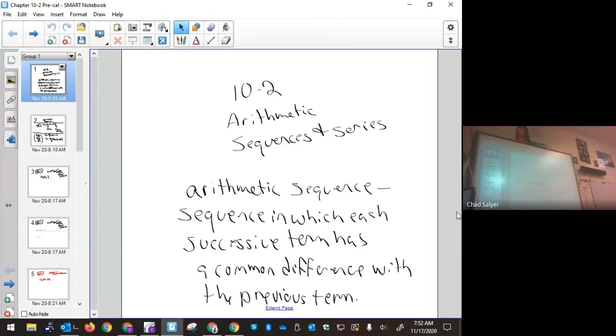So arithmetic sequences and series. And again, isn't that arithmetic? Yes, if it's a noun, but if it's an adjective, arithmetic. So arithmetic sequences and series. A sequence in which each successive term has a common difference between it and the previous term. And that common difference is usually indicated with the variable d.